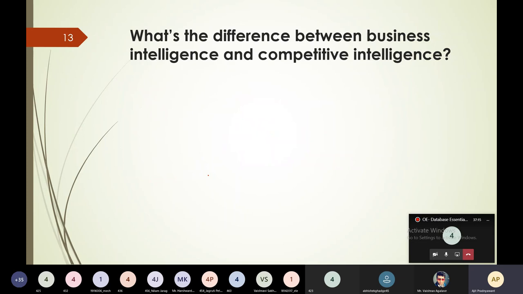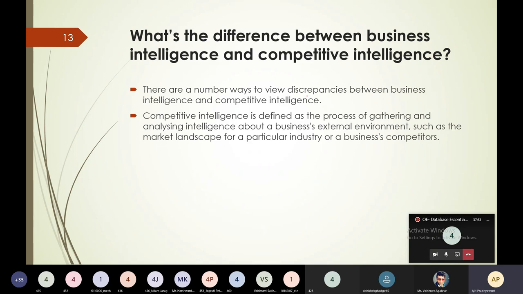Next is, what is the difference between business intelligence and competitive intelligence? It is just for the sake of information, you need to be aware of these terms, and there are many more terms in the industry. There are a number of ways to distinguish between business intelligence and competitive intelligence. Competitive intelligence is defined as the process of gathering and analyzing intelligence about a business's external environment, such as the market landscape for a particular industry or business competitors. Again, I'm repeating this. Competitive intelligence is the process of gathering and analyzing intelligence about the business's external environment. It focuses more on the external environment.